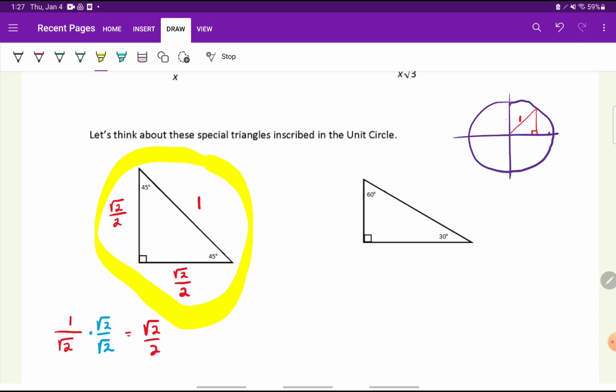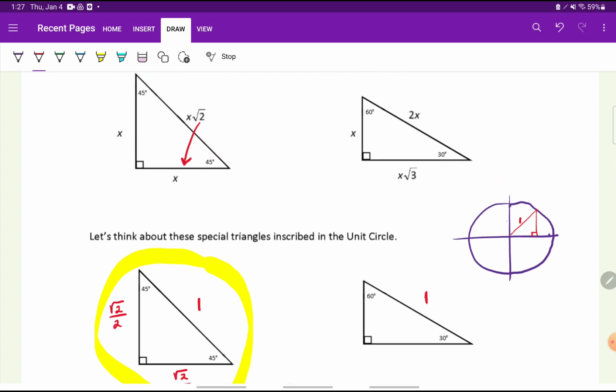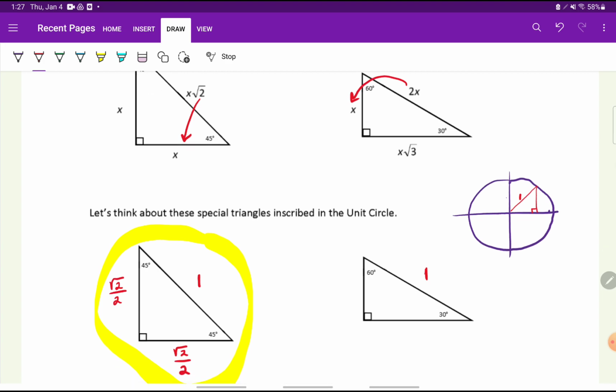We're going to do the similar idea with our 30, 60, 90 triangle. If the hypotenuse is 1, looking at my general form, the hypotenuse is twice the short side, so if I want to go from the hypotenuse to the short side, I need to divide by 2. 1 divided by 2 is 1/2. So the short side of our 30, 60, 90 triangle is 1/2.